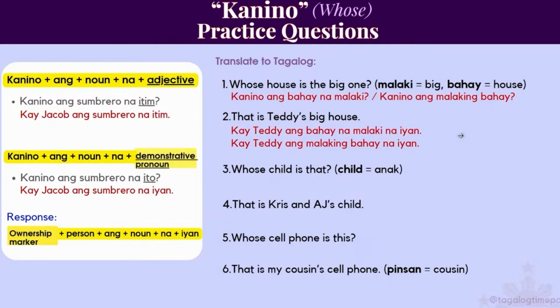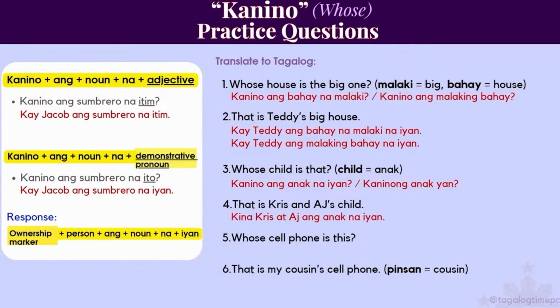Next, number 3, whose child is that? Child in Tagalog is anak. Kanino ang anak na iyan? So that's rule number 2. Kanino plus ang plus noun plus na plus the demonstrative pronoun. Or kaninong anak yan? This second part is how it would be pronounced. I just want to show you how it would be pronounced. It's not technically the correct spelling of things, but that's how you would hear it or say it quickly. Kaninong anak yan? Whose child is that?